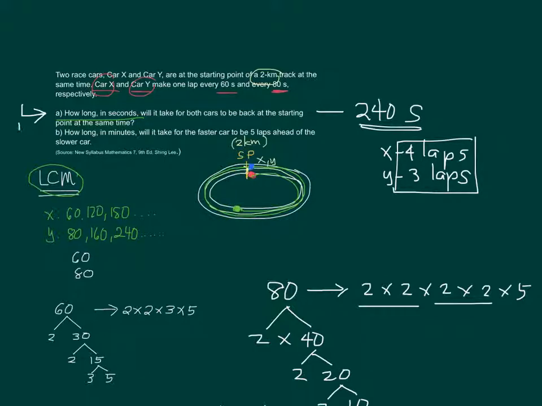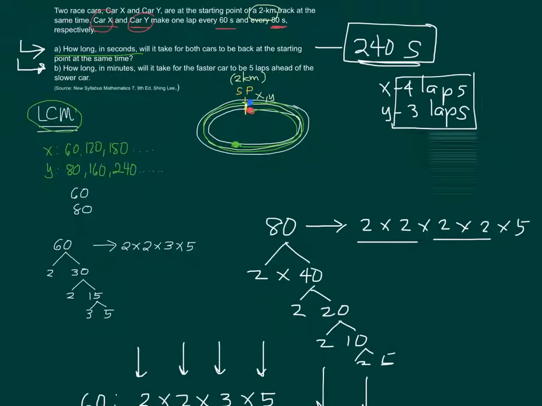And that actually will lead us to solving the second question: how long in minutes will it take for the faster car to be 5 laps ahead of the slower car? Now, if there's a difference of 1 lap at 240 seconds, let's analyze, because they will now be at the starting point every 240 seconds. So the next time that they will be at the starting point at the same time will be 2 times 240, and that is equal to 480. And let us analyze what is happening at 480 seconds. Okay.